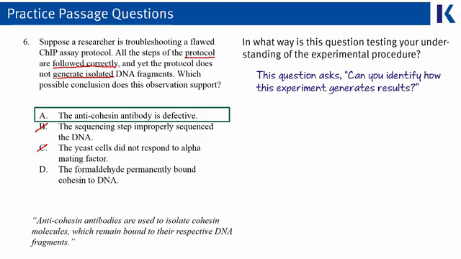And then for letter D, that's actually the exact purpose of formaldehyde in this experiment. It's meant to permanently bind cohesin to DNA. In fact, cohesin does get removed from the DNA later on, but the passage tells us that's done by chewing cohesin up with proteases. So cohesin never actually unbinds from DNA, it just gets destroyed. Therefore, letter D is out because, again, that's the whole purpose of formaldehyde in this experiment.